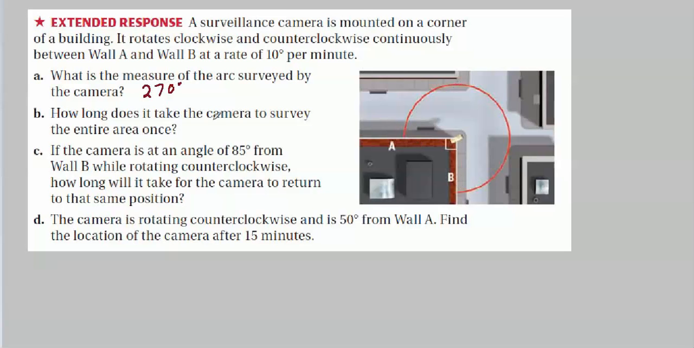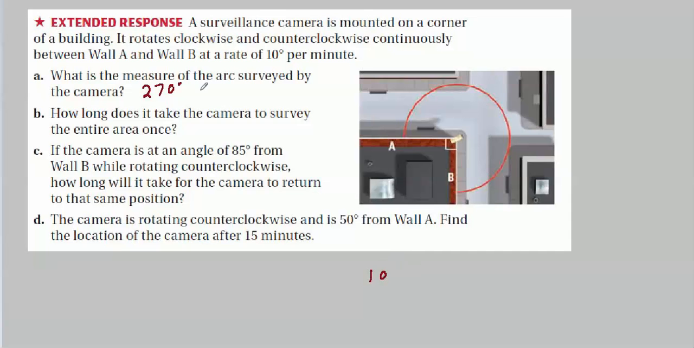How long does it take the camera to survey the entire area once? Aha. Well, 10 degrees per minute. That's a rotational speed. The speed of rotation, just like in your engine, you might have a tachometer if you drive, or maybe you have a friend with a car with a tachometer. It gives you revolutions per minute. That's rotational velocity or speed. This is rotational speed, 10 degrees per minute.